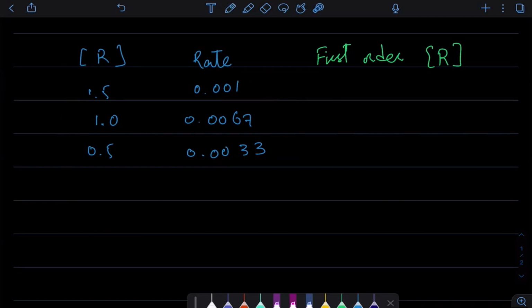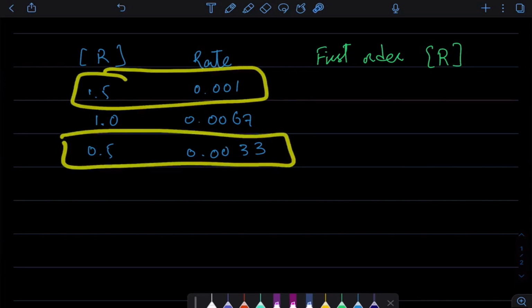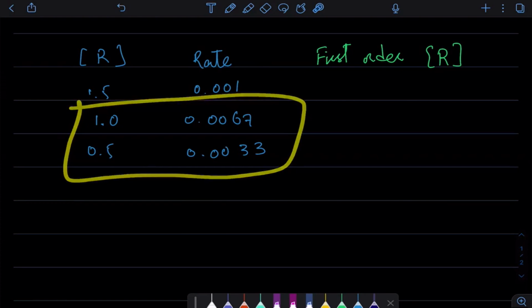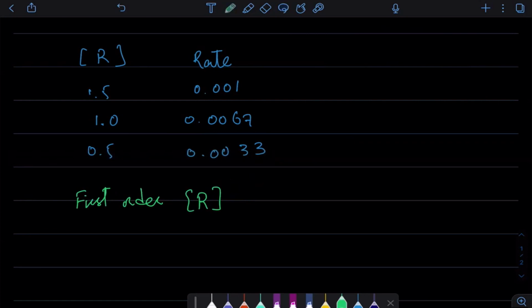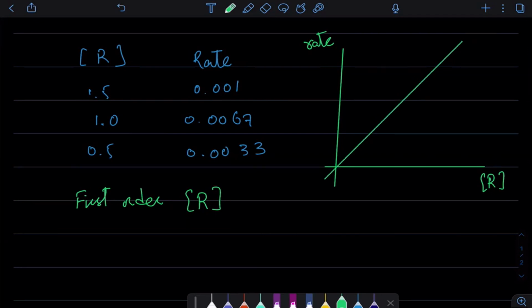And interestingly, you can pick the values at any point. I can compare these two, or these two, or these two. It's totally my choice, but I will get the same result in all of them. Let's say I plot them. I make a graph with rate on one axis and concentration of R on the other. When you draw this graph, you will see that you get a straight line. And that is the reason we say it's first order.